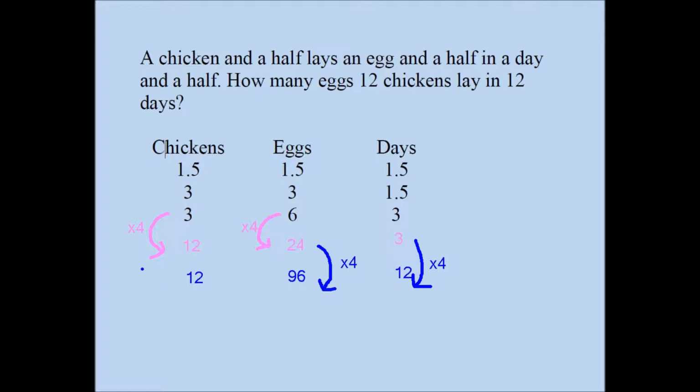So, same number of chickens. Okay, the number of chickens didn't change. I have my 12. That's what I was looking for. And I'll keep it there. However, with the same number of chickens, let's say 12 chickens can lay 24 eggs over a period of 3 days. The same number of chickens will lay 4 times as many eggs over a period that's 4 times as long. So my final answer is 96.